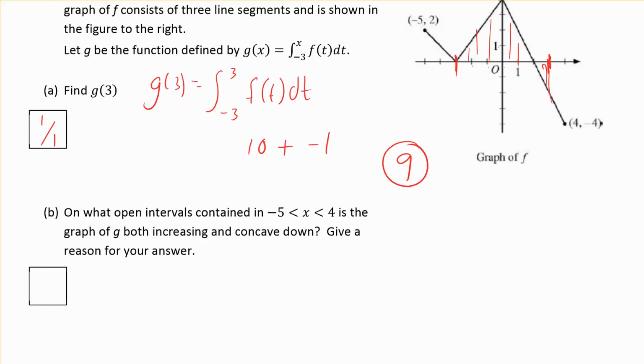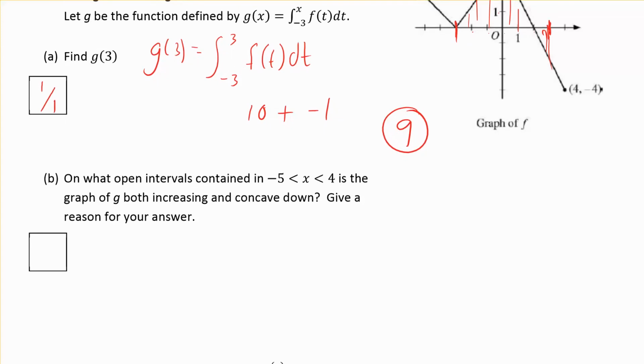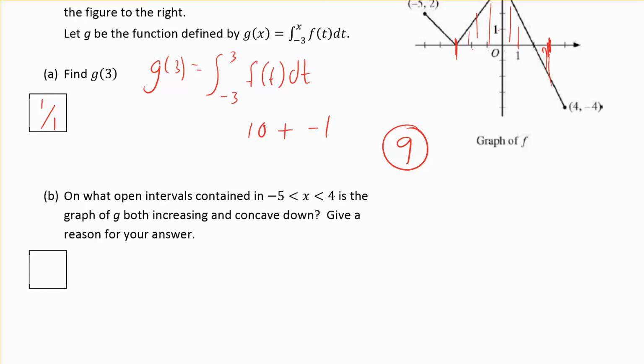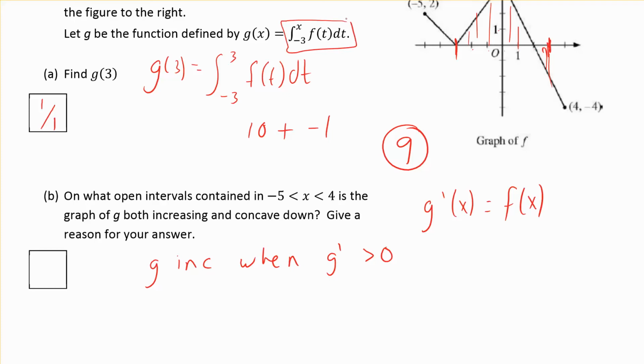Let's keep looking. On what open intervals contained in -5 to 4 is the graph of g both increasing and concave down? So g is increasing when g prime is greater than 0. And here's where I would write g prime of x equals f of x. And why would I write that? Because of the fundamental theorem of calculus. If I'm taking the derivative of an integral, I get what I had. And I don't have the chain rule part because it's just an x there.